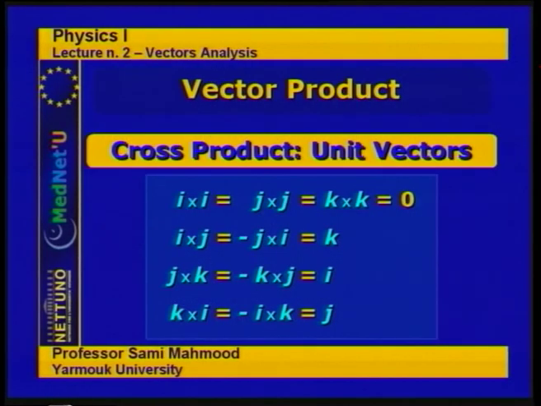Similarly, the cross product between the two unit vectors k and i, k cross i, is equal to j. k and i lie in a plane which is the zx plane. The cross product of these two unit vectors would be perpendicular to this plane. Perpendicular to the zx plane is simply the y direction. The perpendicular to the xz plane is the y axis, the y direction.